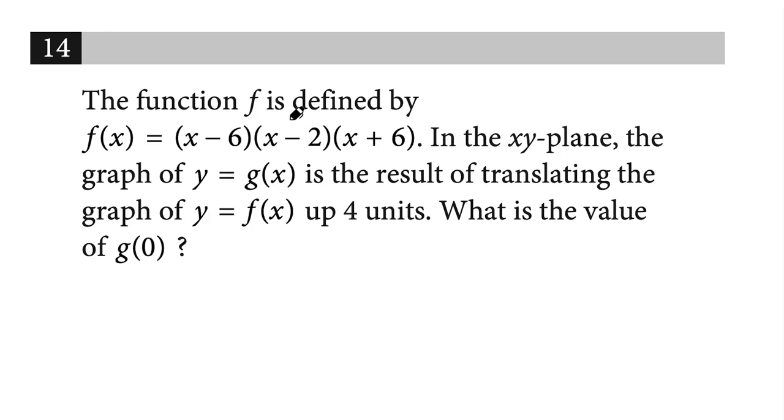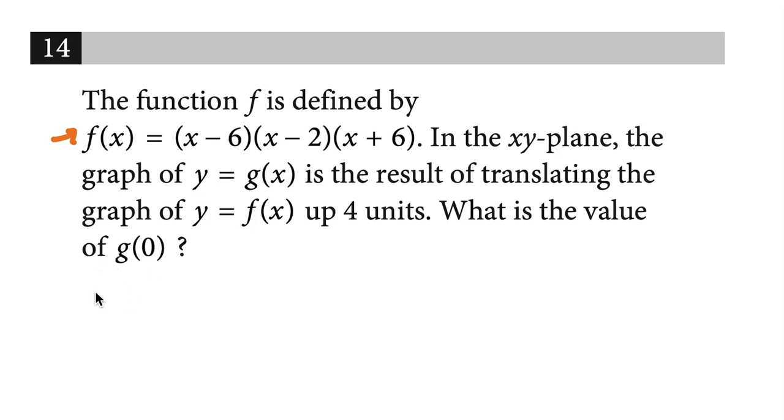The function f is defined by f of x. Three factors are given: the first factor x minus 6, x minus 2, and x plus 6. In the xy-plane, the graph of y equals g of x is the result of translating the graph of y equals f of x, which is this one, up 4 units. What is the value of g of 0?